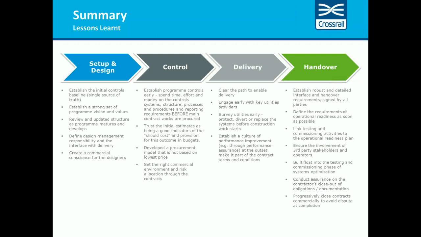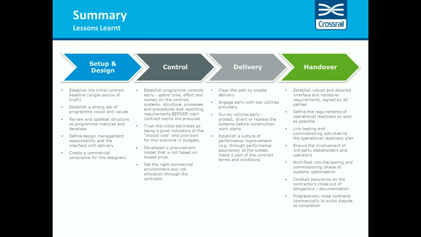If I move into the control phase, I think the key lessons we would focus on would be around establishing controls early, making sure that you spend time and effort and money on the control systems before the main contracts works are procured. A big thing for Crossrail is trusting the initial estimates as being a good indicator of what the should-cost looks like, and then provisioning for this outcome within the project budgets. You have to develop a procurement model that is simply not based on lowest price. So you've got to have a look at technical capability as well as price. And then finally set the right commercial environment and risk allocations through the contracts themselves.